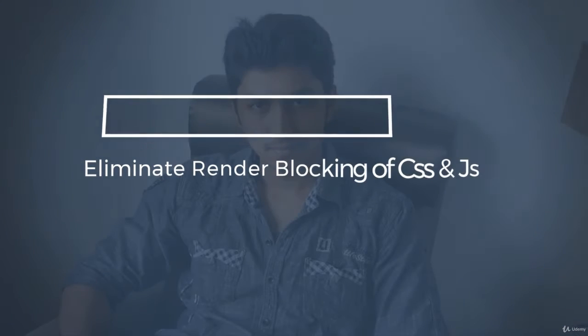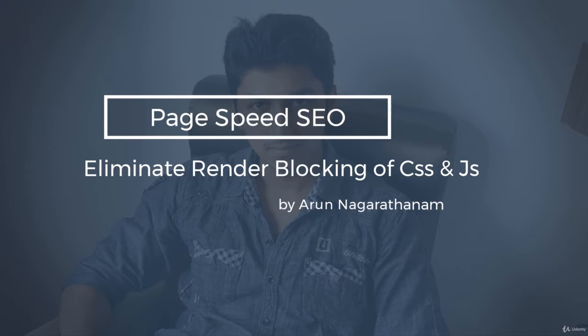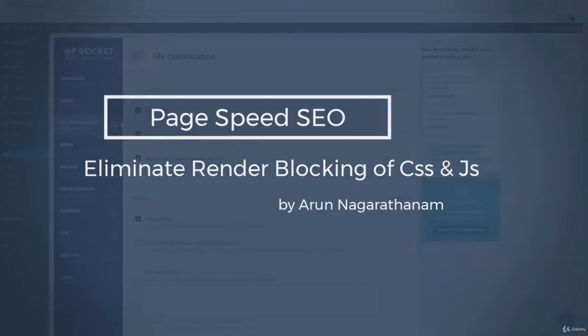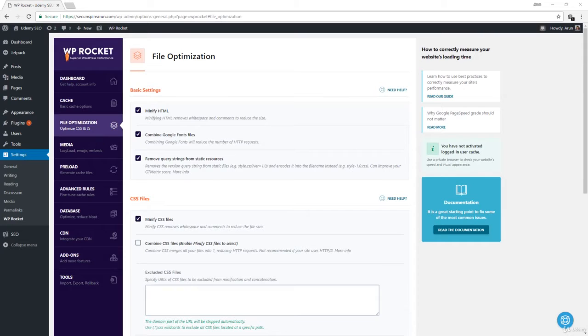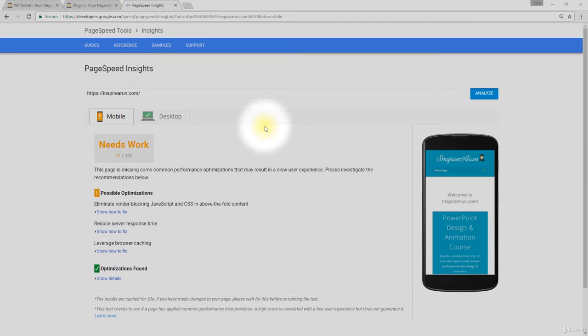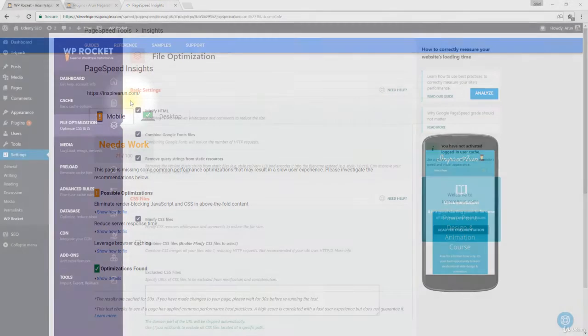In this lecture, we are going to see how to eliminate render blocking of CSS and JS with the WP Rocket Cache plugin. Once you have finished configuring the options that we have demonstrated till now, it means you have configured almost 90% of this WP Rocket Cache plugin. So you should have already got the maximum optimization that you can get within your website.